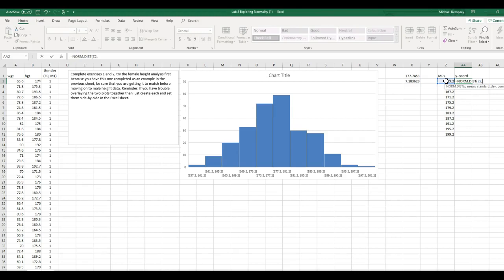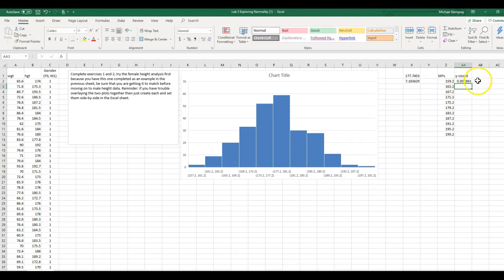Okay. I'll put in a comma. And now I enter my mean and my standard deviation, which I stashed over here. So my mean is 177.7453. My standard deviation is 7.183629. I should have made this larger for myself. And it's a false. False. Okay. And I click enter.